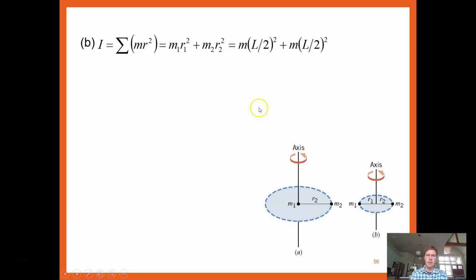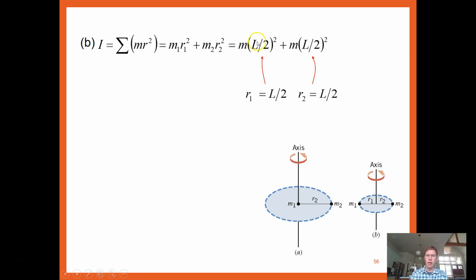Interesting. Let's see. So in situation B now, R1 and R2 both equal L over 2. They're both half of the rod's distance away since the axis is through the center. All right. Keeping in mind, again, R1 and R2, the radius values in this equation here, are always the shortest possible distance. You could draw some crazy line from way up here down to M1 and be like, oh, look, I could call R the super long distance of like 3L away. But no, that's not the shortest possible distance. That's not the perpendicular distance away.